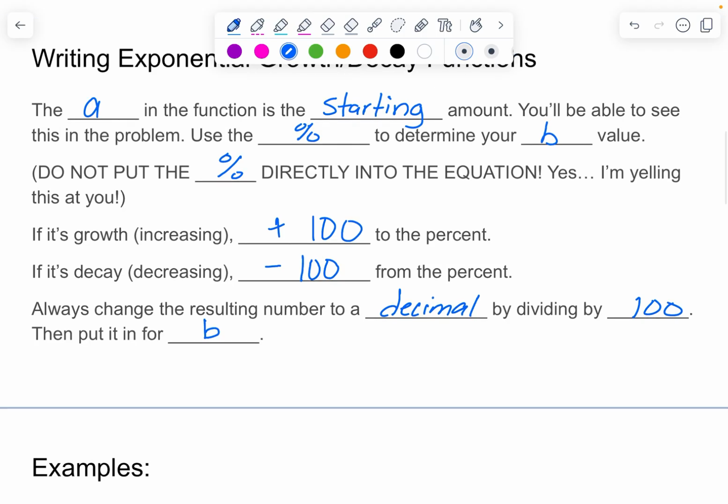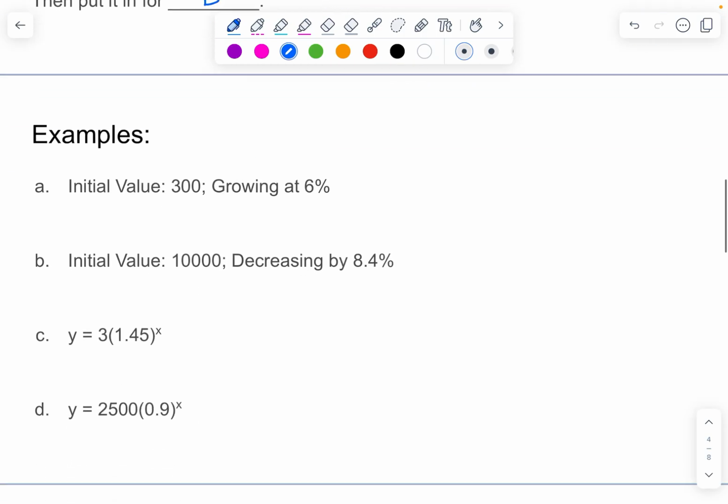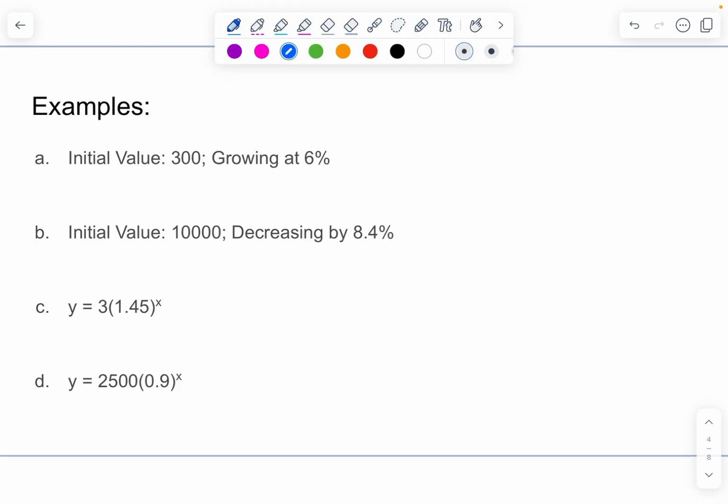And again, we looked at this yesterday, but I just wanted to make sure we could recap on it real quick so you'd have a handy sheet of notes to look at too. So if you had a situation where they told you that the initial value of something was 300 and it was growing at a rate of 6%, you can write an equation for that to show that it started at 300. And then we have to figure out what goes in for b using the percent.